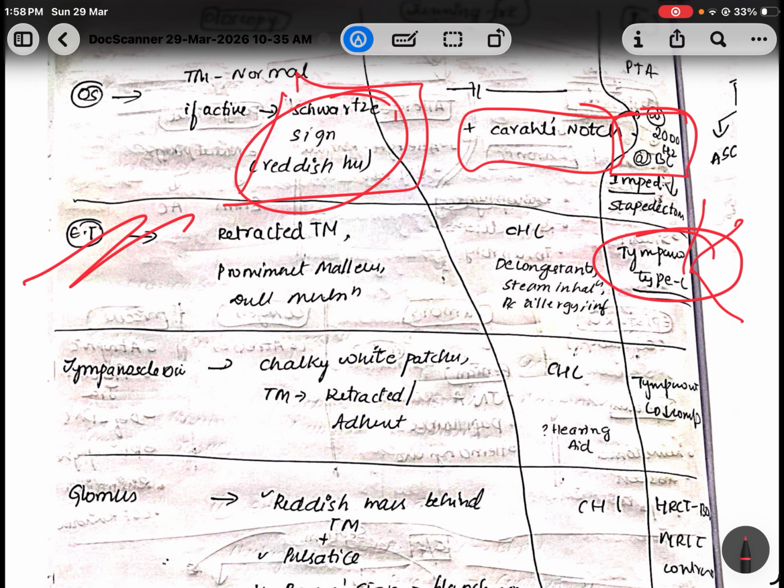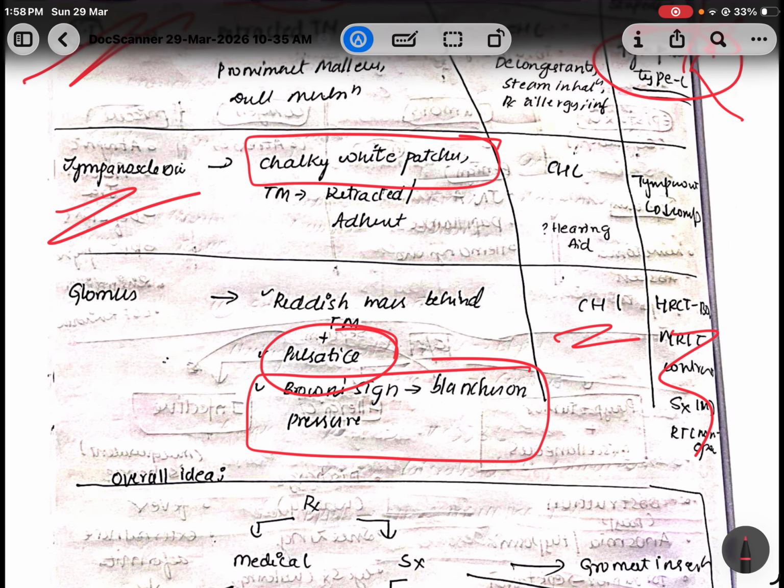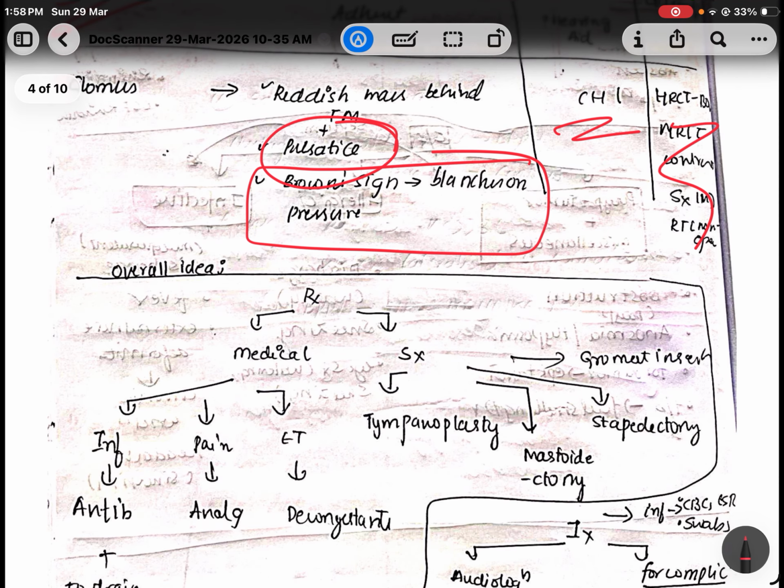Okay, then about tympanosclerosis, I have to mention this. Again, one important thing about glomus tumor is that in the clinical feature itself it is pulsatile in nature. You have to mention the Brown sign on examination. Again, this is the same thing. Okay, so that's how easy ENT is, provided you know how to fit things in place, develop a proper general understanding and also have proper things in mind.